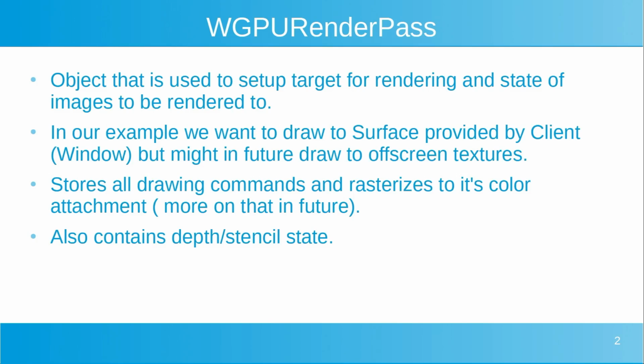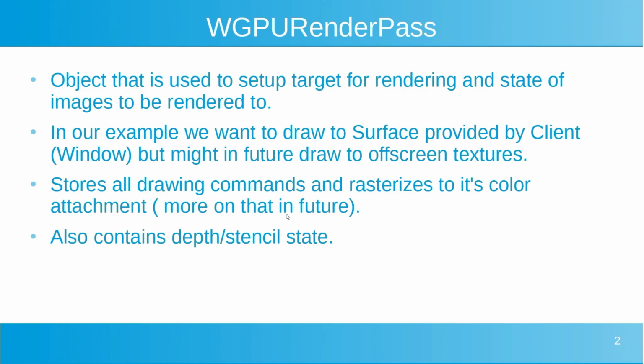So in our example, second point, we want to draw to a surface provided by the client, but might in the future draw to an off-screen texture. So that really means here we can read it: draw to the surface or texture that's provided by our windowing system, and later on we're going to present that texture. So in our case in code, we're going to get the texture from the window itself, then draw to it, and then present it to the screen. All right. It also stores all drawing commands and rasterizes this to its color attachment. So this really means drawing to our window.